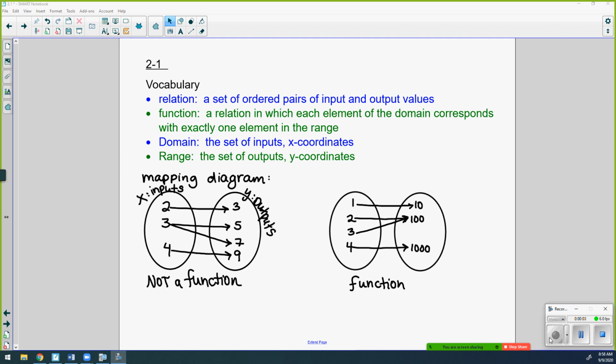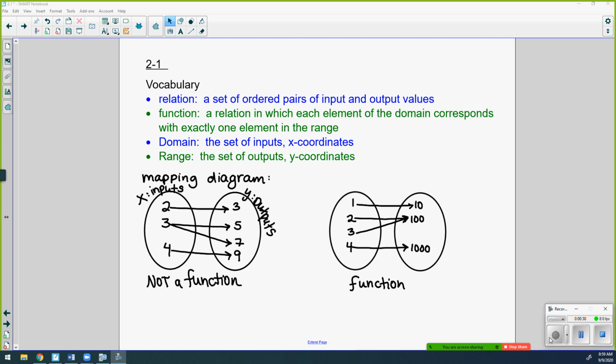We're going to begin our work in Chapter 2 with some vocabulary and setting the foundation for functions. As we move through Chapter 2, we'll be working with primarily linear functions. I'm going to have you pause the video right now so that you can copy down the 4 vocabulary terms: relation, function, domain, and range, along with their definitions. And then go ahead and copy the 2 mapping diagrams, and we'll talk in a minute.